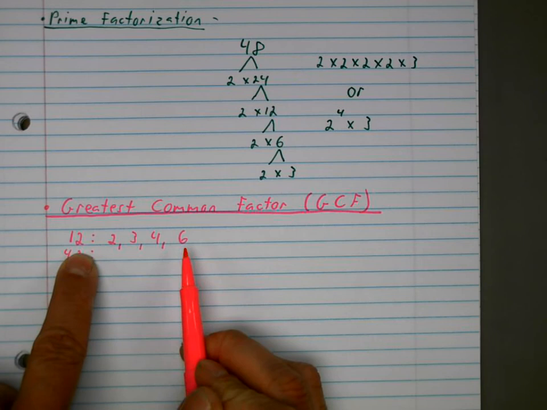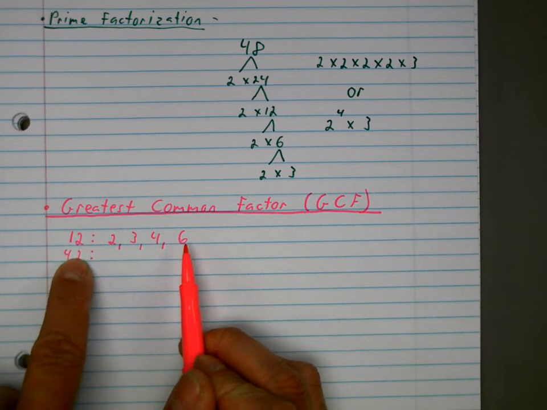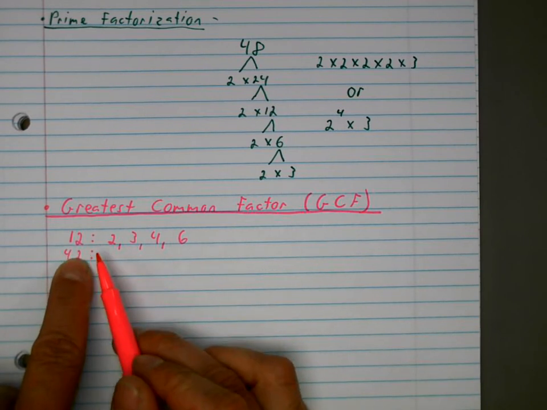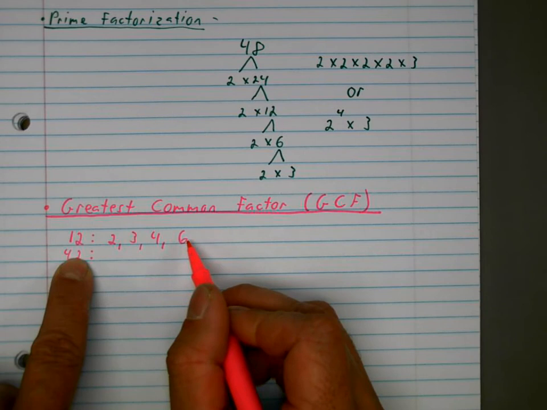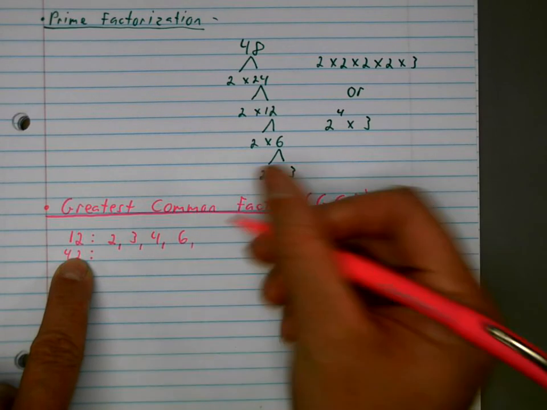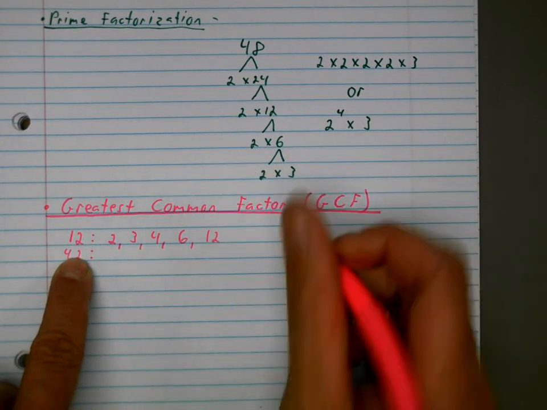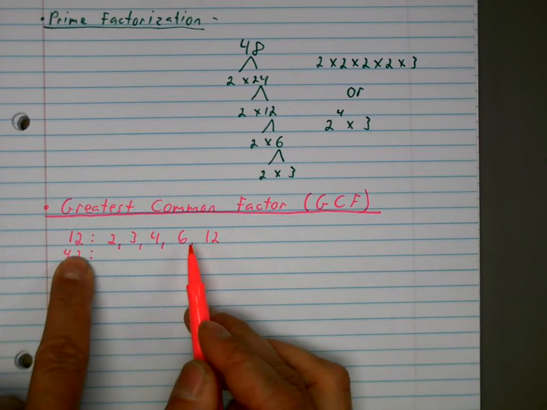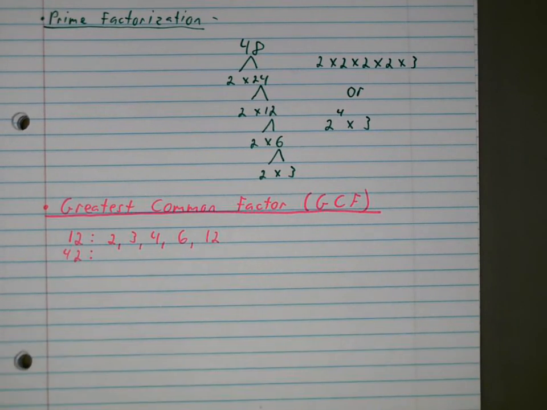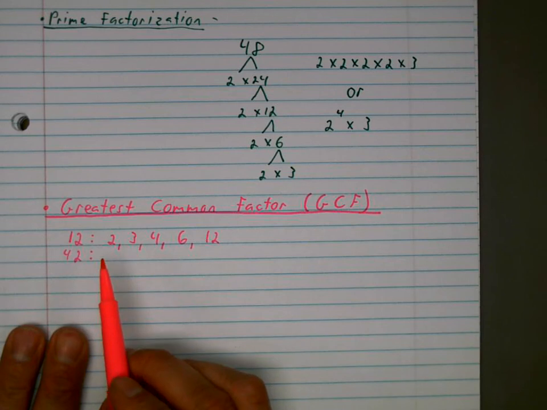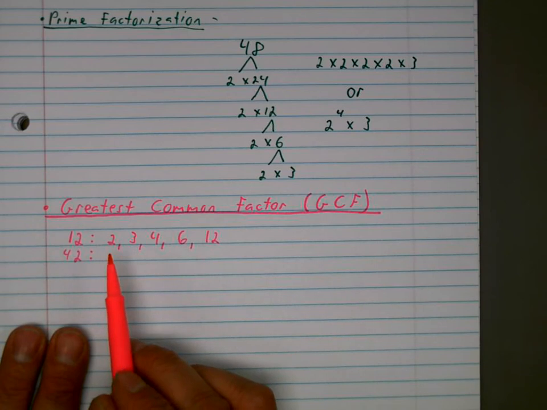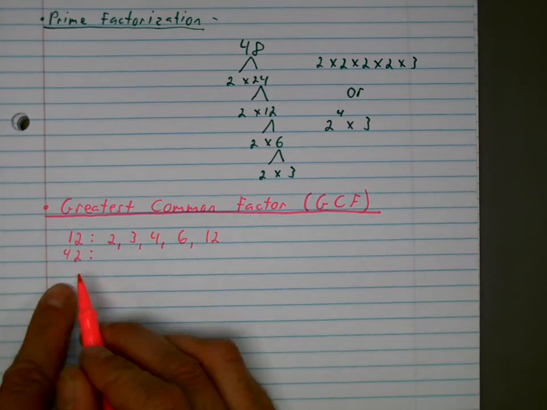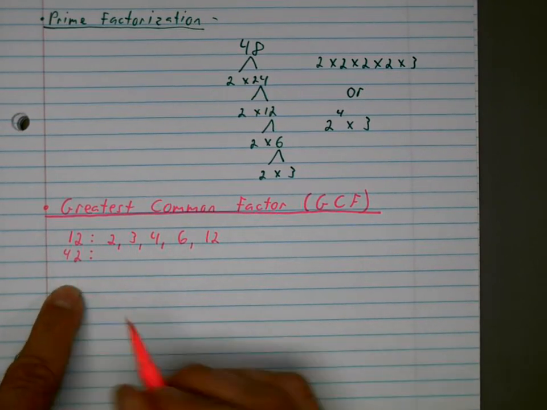And here's the thing: when you are at the halfway point, so 6 is halfway to 12, that means there's not going to be any more factors except for 12. So the original number is always going to be the last factor. You might be noticing we didn't put 1. We never put 1 in here, because 1 goes into every single number, and it would never be the greatest.